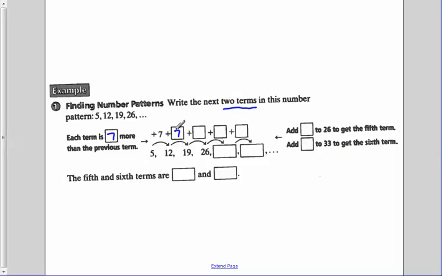So I'm going to add 7 to each one of these. 12 plus 7 is 19. 19 plus 7 is 26. Now 26 plus 7. If I add 7 to 26, I get 33. And then I add 7 to 33, and I get 40. So I added 7 to 26 to get my fifth term, and I added 7 to 33 to get my sixth term of 40. So the fifth and sixth terms are 33 and 40.